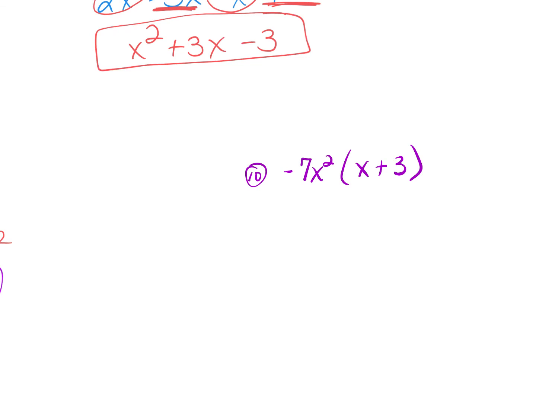Okay, what am I doing here in 10? Distributing. We're multiplying everything inside the parentheses. So I'm going to take my negative 7x squared and I'm going to multiply it to x. So negative 7 times 1 is just negative 7. And then what's x squared times x to the first? X to the third. Great. Then I take negative 7x squared and I multiply it by 3. What do I get?